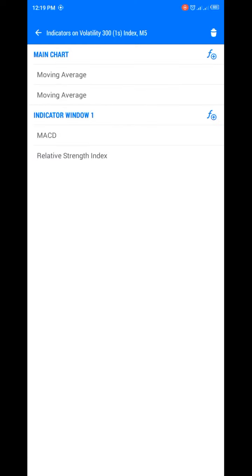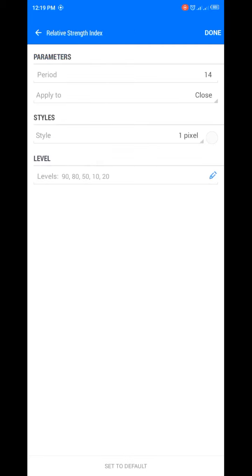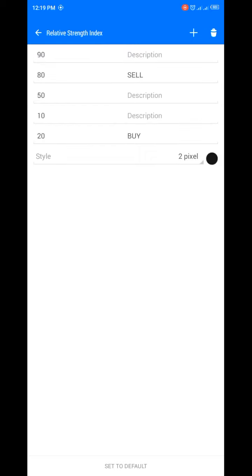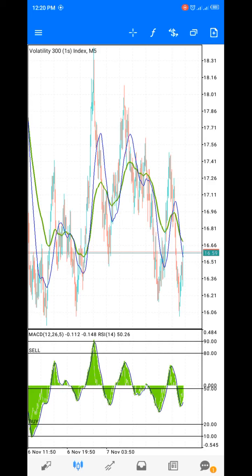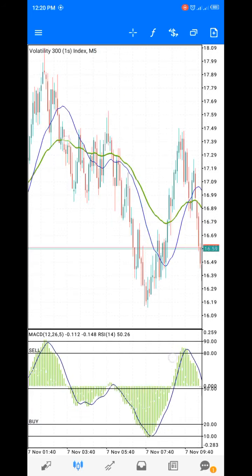Then your relative strength index. Now the parameters: the period is 14, apply to close, the style you really don't need. All you need is your levels. Now let's go to the levels. Level 90, no description. Level 80, you can just put sell. 50, no description. 10, no description. 20, you can use buy. Then style 2 pixel black. And you're good. Done. Once you do that, this is all you're going to be having.